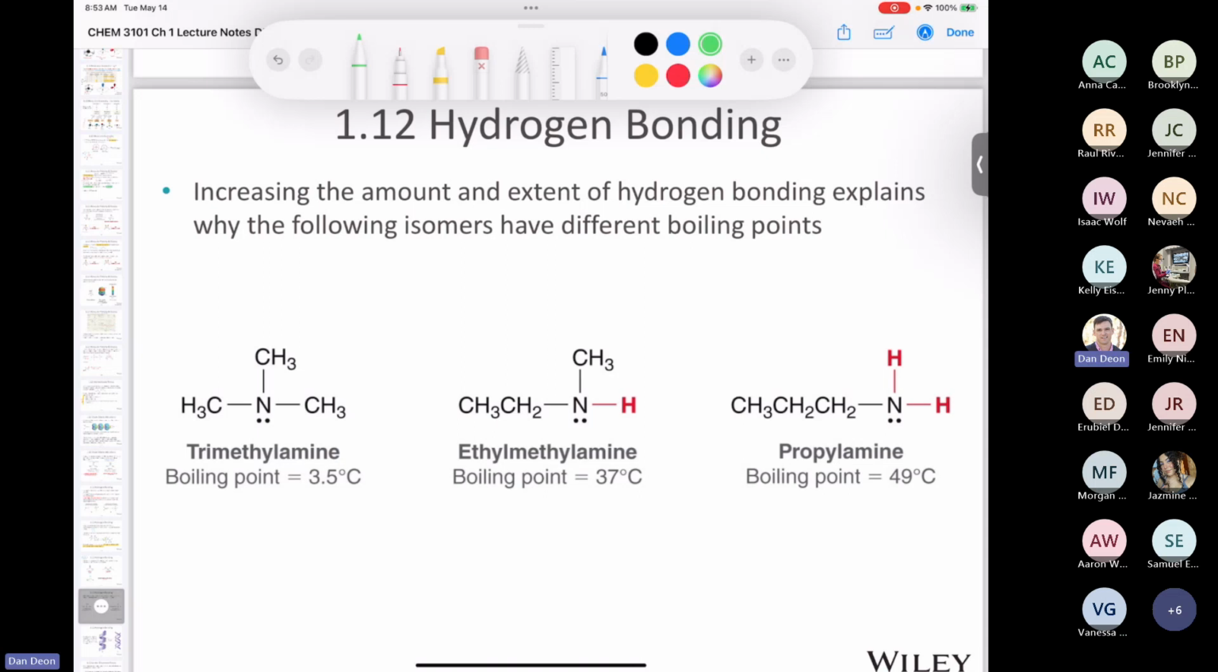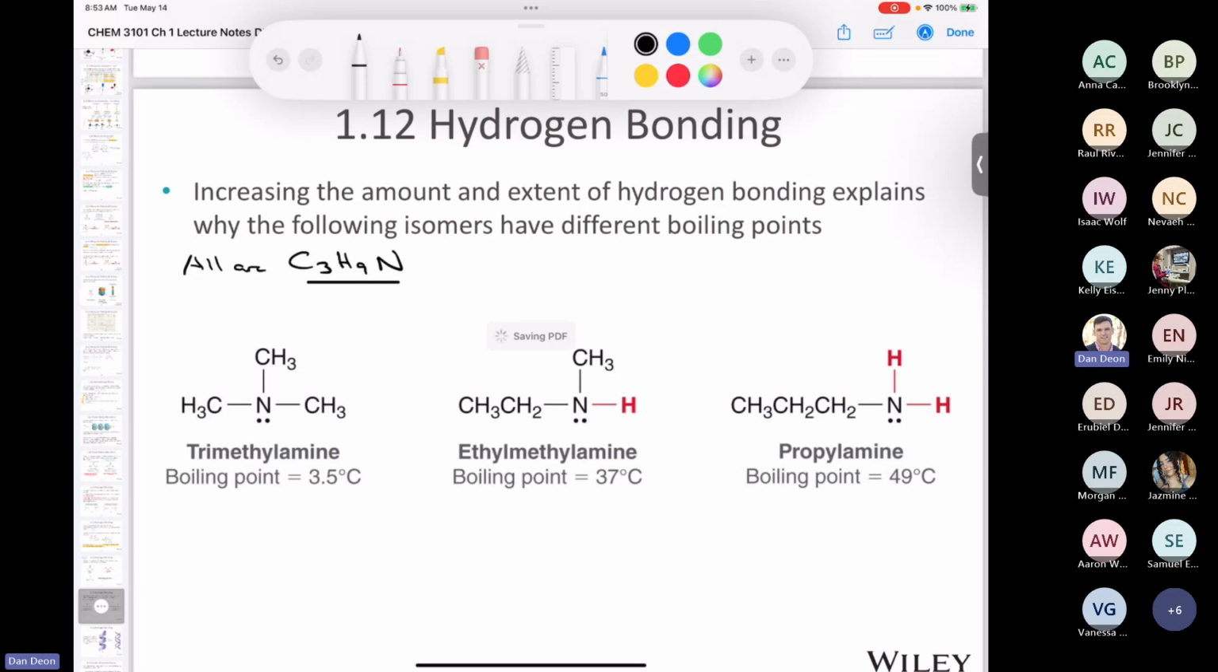Does anybody notice anything about their molecular formulas for these three compounds? They all have three carbons. But all three of these compounds have the same, exactly. Thanks, Jennifer. They're isomers, aren't they? So all of these compounds are C3H9N. They all have the exact same molecular formula. So that means they're all isomers of each other, okay? Trimethylamine, ethylmethylamine, and propylamine are isomers of each other.